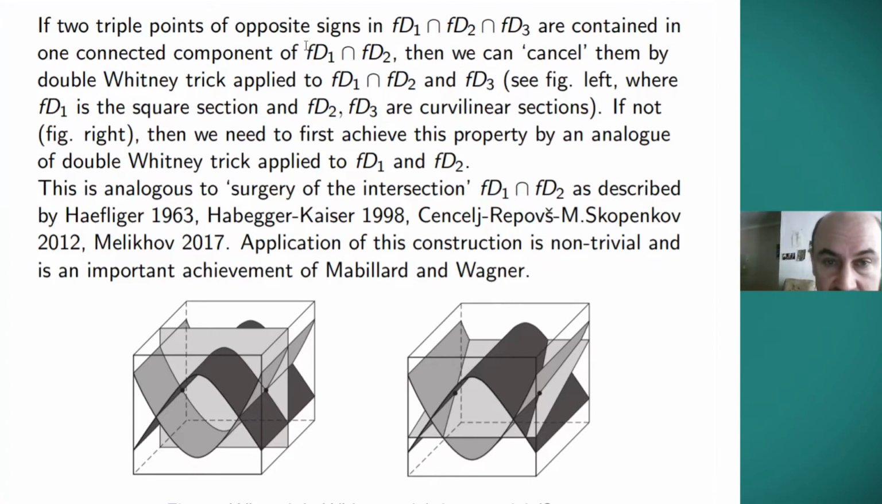If this double intersection is not connected, then before making this procedure, we have to make it connected. And this is done by an analog of double Whitney trick to f of d1 and f of d2. So shortly, analogous surgery of the intersection, making it connected or highly connected, is well known. It was first applied in a classical paper by Haefliger, then in later papers by Habegger-Kaiser, Zenzel, Repovš, Skopenkov, and Melikhov. But still, application of this construction to triple and higher multiplicity intersections is non-trivial and is an important achievement of Mabillard and Wagner.